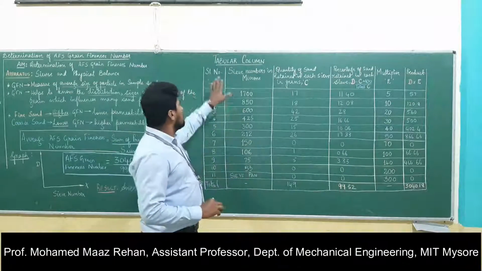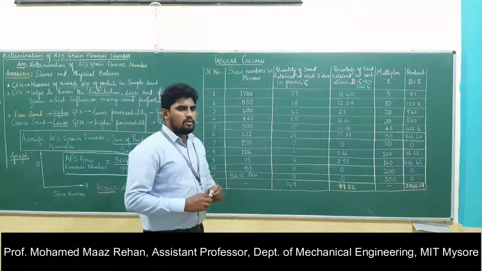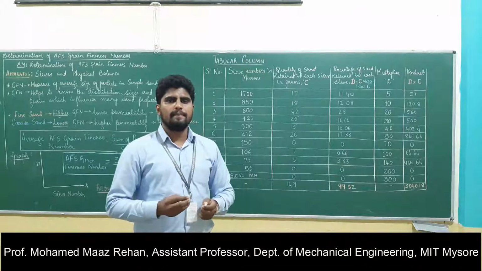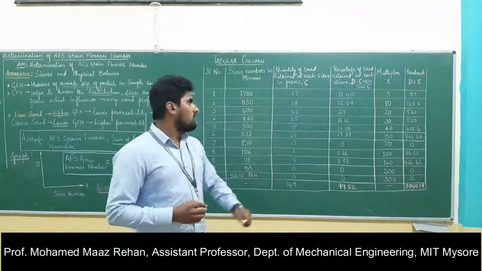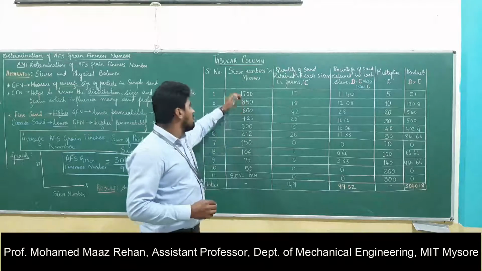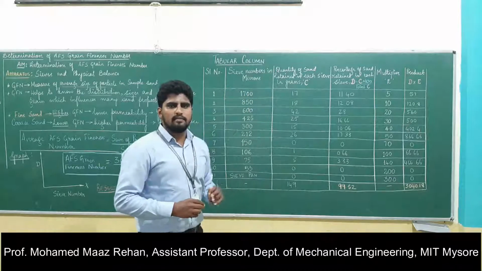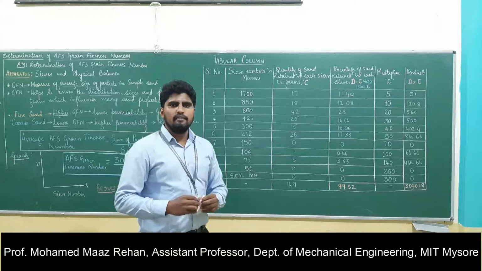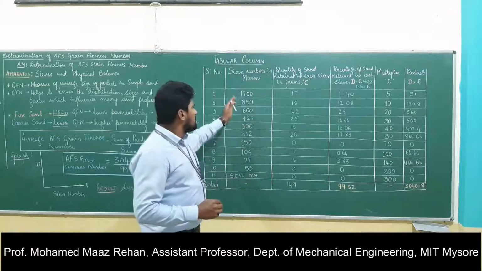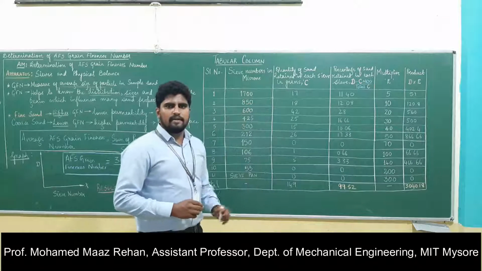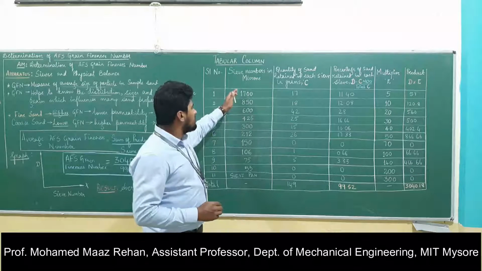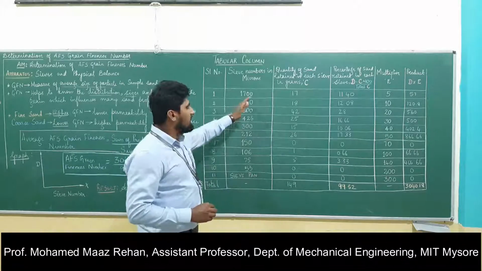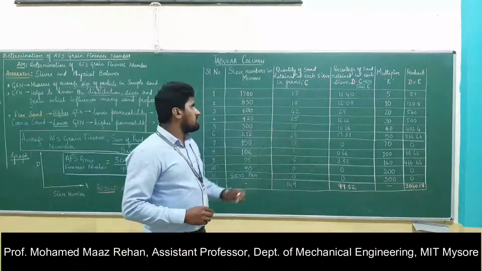Moving on to the tabular column. In the experiment part, we took 150 grams of sand and poured it on the top sieve, of sieve number 1700 microns. After that, we set the vibrator for 15 minutes. Once it is completed, the sand has settled in different sieve numbers. We have noted the values.